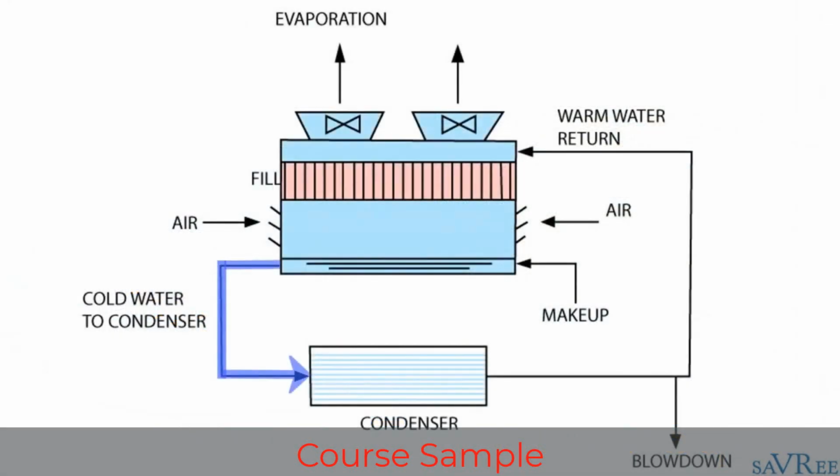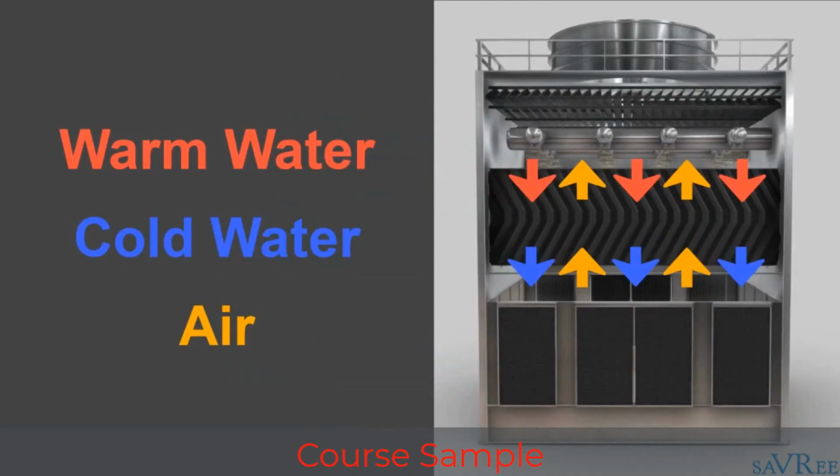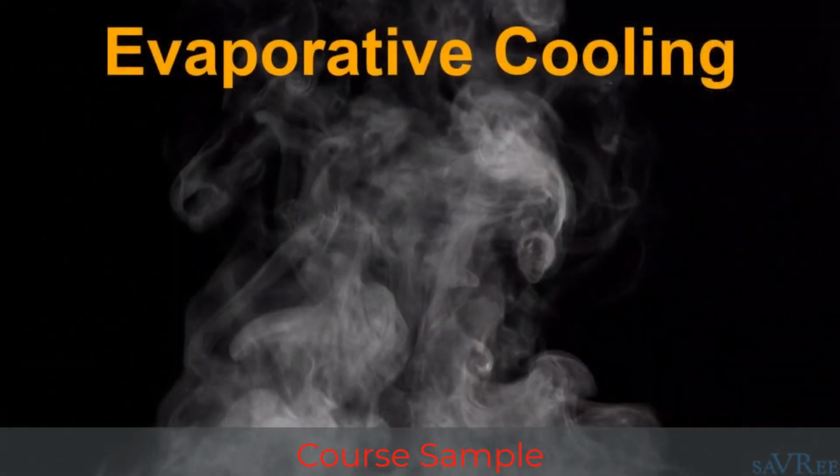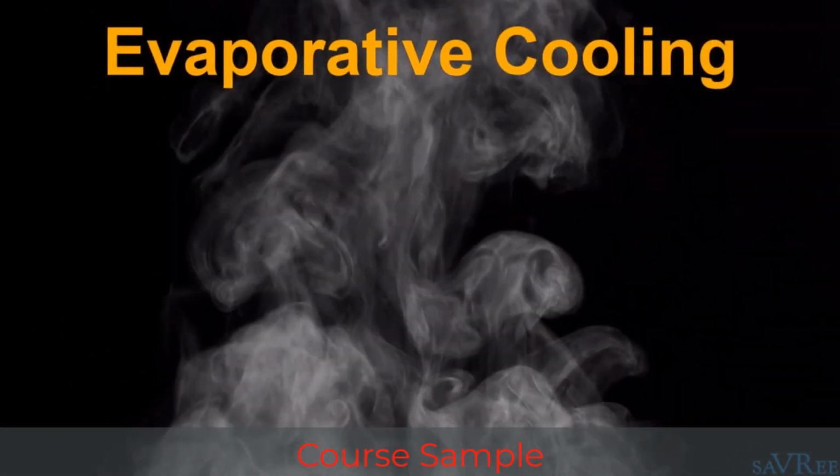Cool cooling water is pumped from the cooling tower basin to the process. The cool cooling water is heated by the process and its temperature increases. The warm cooling water is then pumped back to the cooling tower to be cooled. As the water travels through the fill, some of it evaporates, which causes the remaining water to be cooled. This is the evaporative cooling effect we discussed earlier.